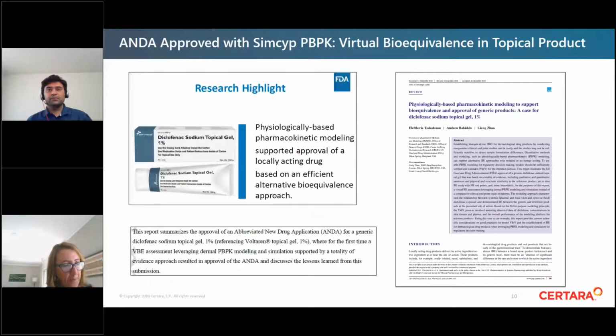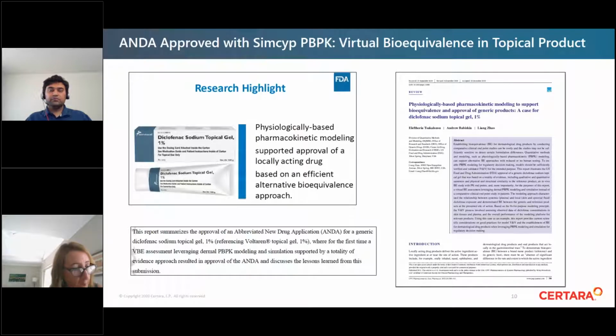And then as I pass it back to Nikunj in a minute, we're talking about another case study, this one being for a generic drug, a topical drug. This is really the first example of an ANDA for a generic. In this case, it was a Voltaren topical gel 1%, where the VBE assessment was used, modeling and simulation, and was given the green light without having to do a clinical study. So FDA is quite proud of that, as are we, that collaborated on this.